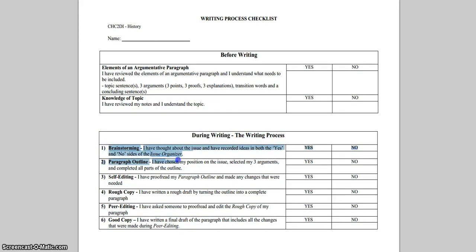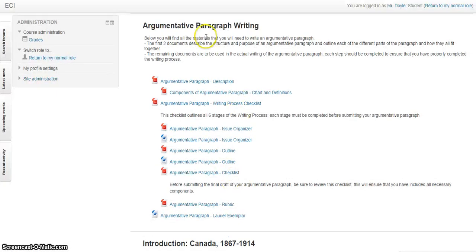The first stage is the brainstorming stage. Usually this will be done in class together, and as a whole class we will brainstorm ideas that support the position, but also those that are contrary to the position, the opposite of the position. So I've thought about the issue and have recorded ideas in both the yes and no sides of the issue organizer. Each of the components that are listed in this chart here are also found back here.